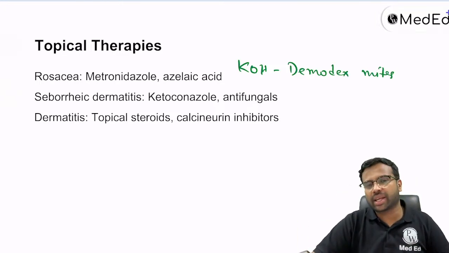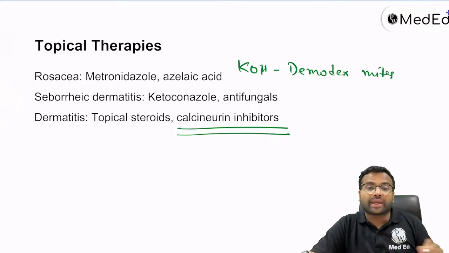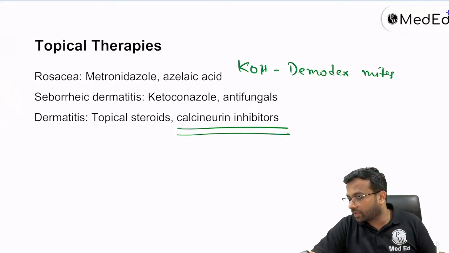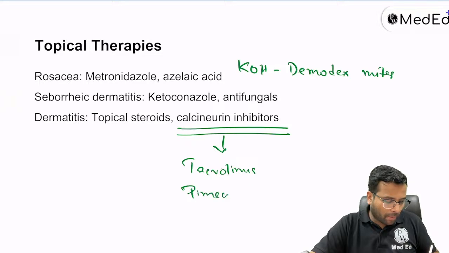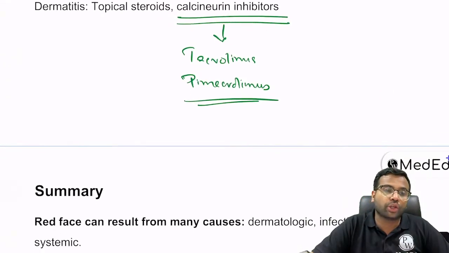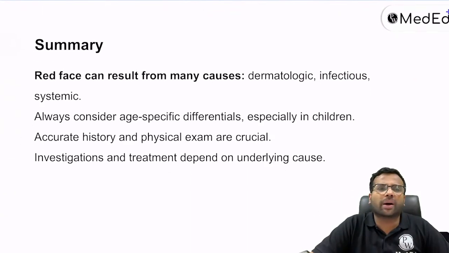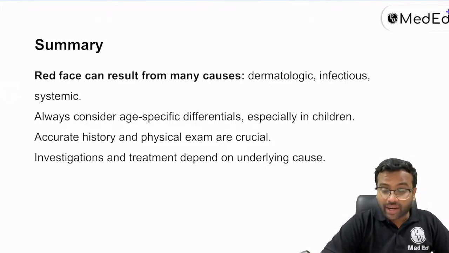And dermatitis, as the name says, is usually treated with steroids. But if you want to avoid the long-term steroid side effects, you can also definitely go for calcineurin inhibitors. So what are the calcineurin inhibitors? This is going to be tacrolimus or pimecrolimus. Okay, tacrolimus or pimecrolimus can be used. So that is all about this very short topic in dermatology where you get a patient with a red face.